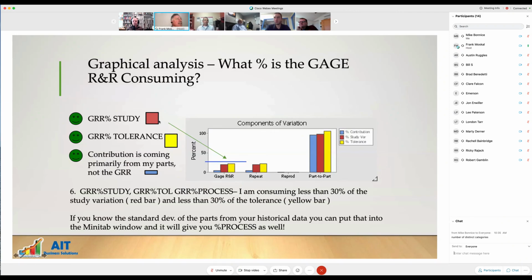Now, the other thing is, there is the potential here for another bar if I were to enter the historical standard deviation of my product, and that might give me another benchmark to look at and analyze my process. Okay, and we'll go into that in a later lunch and learn session.